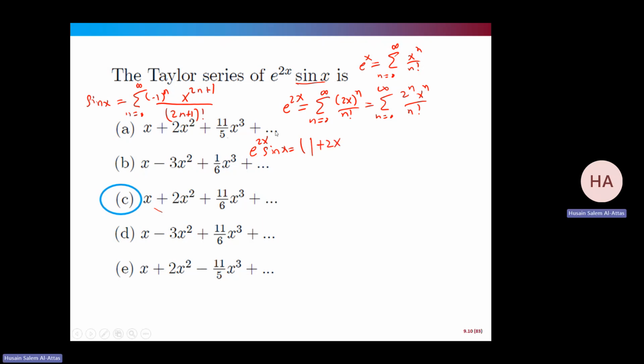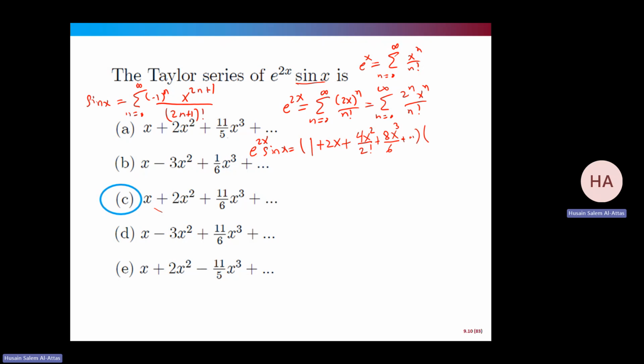At n equal 2, I have 4x squared over 2 factorial. Plus n equals 3. I don't need it, but it's okay. 8x cubed over 6. Okay, plus the rest.